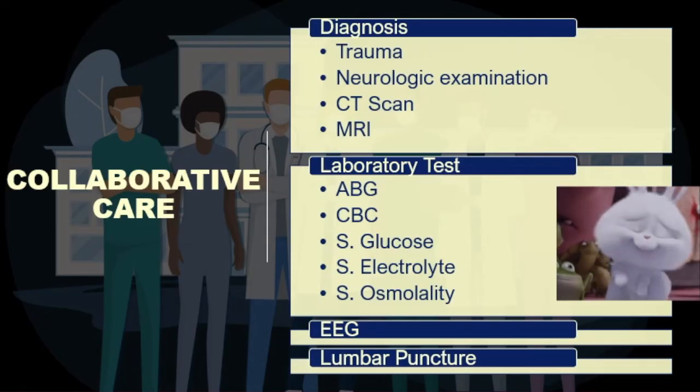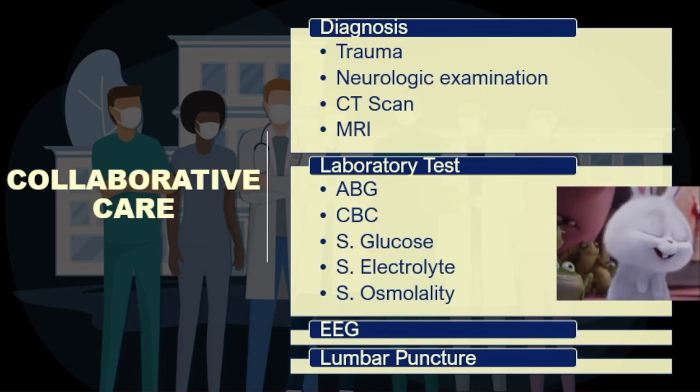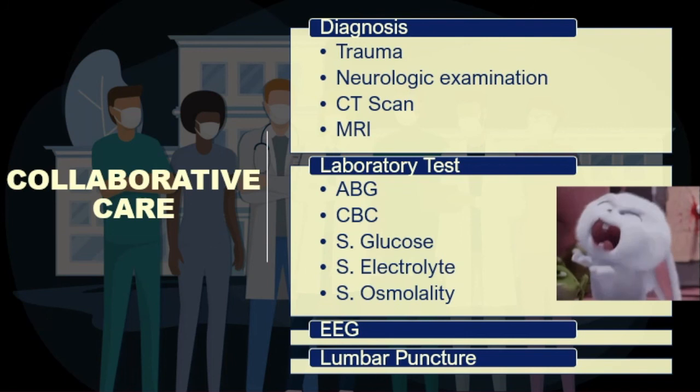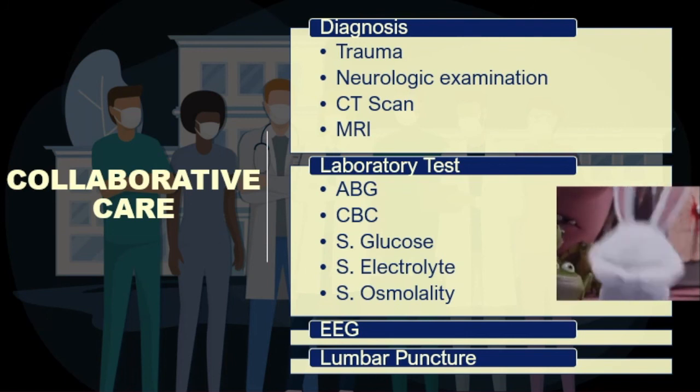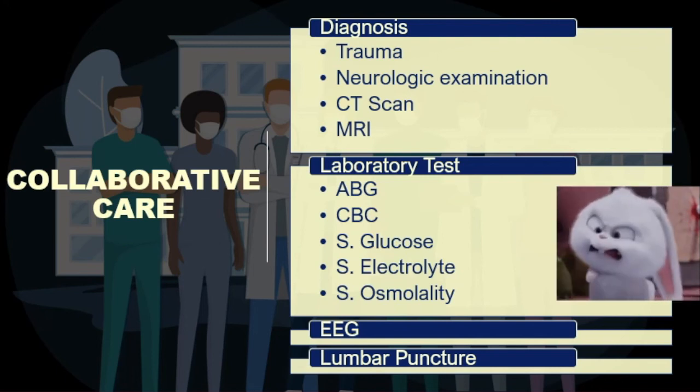Now, diagnosis. Diagnosis of those conditions will be related to the history of trauma and would be done by neurologic examination. And then, of course, your CT scan and MRI. Laboratory tests will be looking at ABG for us to determine the need of the patient for ventilation and to determine whether the ventilation will be effective or not. Then, class, you'll have your CBC just for us to know the current RBC of your patient to determine the presence of anemia.